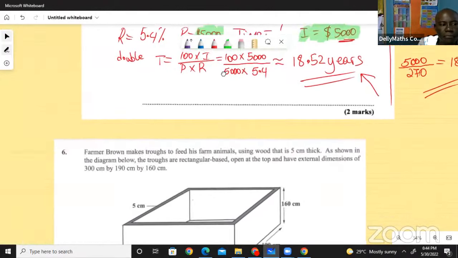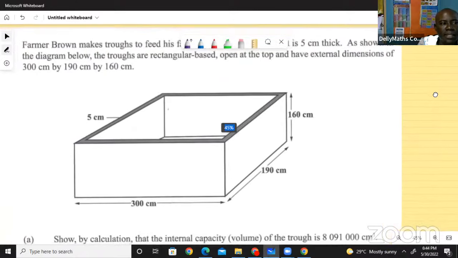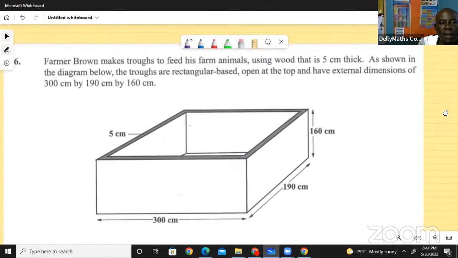So here it is. This is the first measurement question of the night. A measurement question is on the paper like this already. If it doesn't come in section 1, it will come at number 6 nowadays. It says a farmer Brown makes troughs to feed his farm animals using wood that is 5 centimeters thick, as shown in the diagram below.